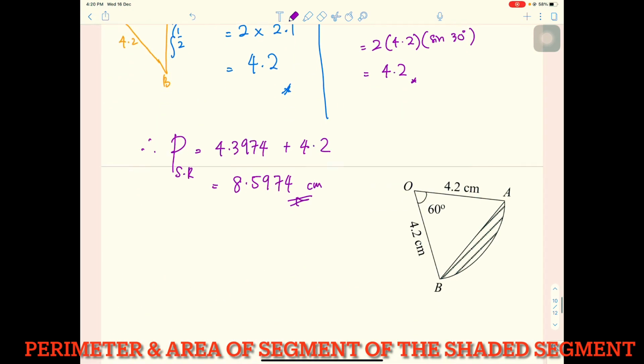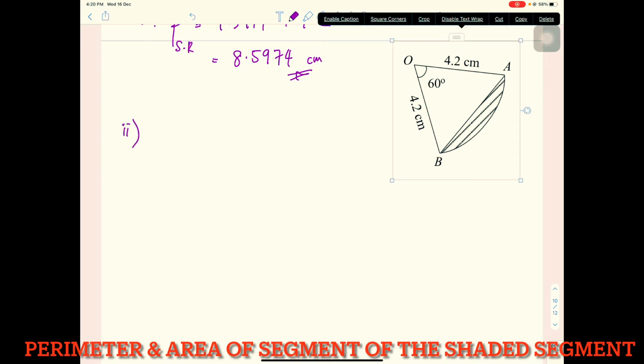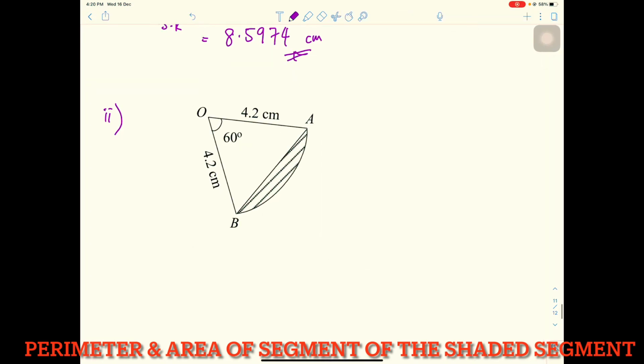Now for Roman 2, we are going to find the area of the shaded region. Area. Now area. Before this, the perimeter.